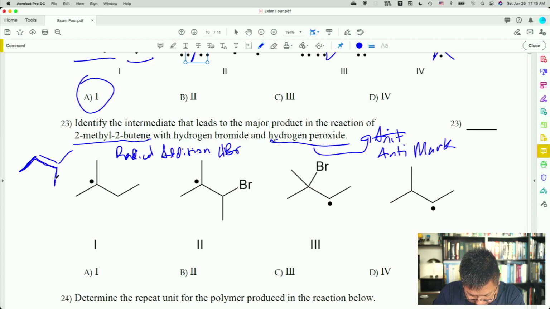Let me just make this a little bit thicker. Since it's anti-Markovnikov, the bromine will end up over here, and then a radical will end up over here because of the anti-Markovnikov addition. And so the only one that shows that is this structure 2. I have it drawn backwards, but you get the idea. Okay.